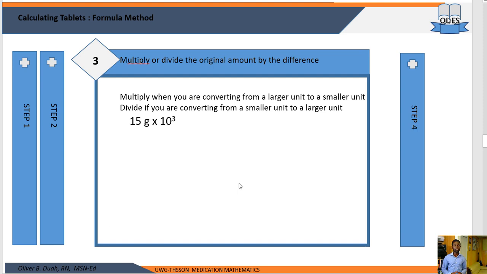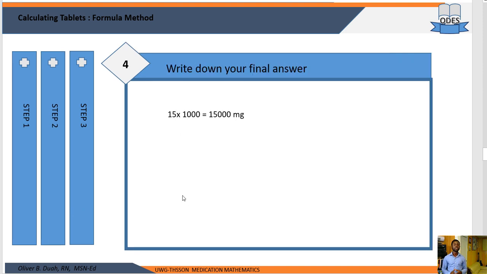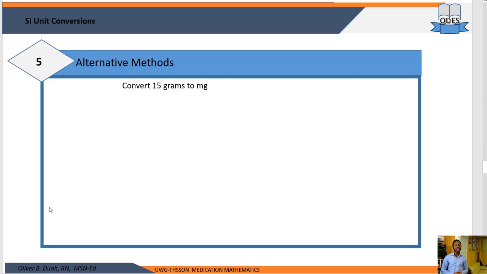Okay, and so after we determine the difference, then we just multiply our figure by the power of 10, and so this is going to be 15 grams times 10 to the power 3, which is 15 times 1,000. And so 15 times 1,000 is going to give us 15,000 milligrams. There are other ways to do this, and this is moving the needle.